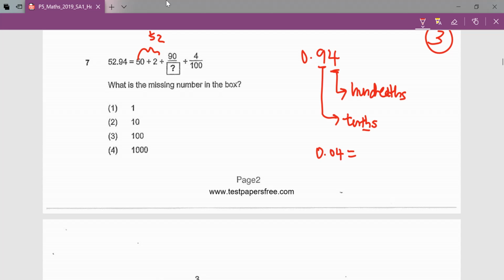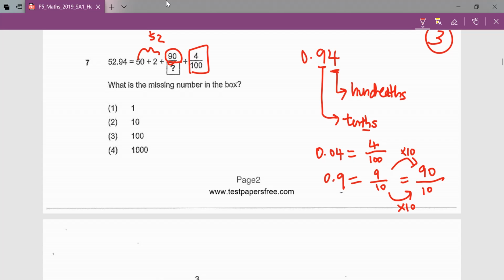In other words, 0.04 is equal to 4 over 100. So there you go, 4 over 100. Okay, so the 0.9 here is basically 9 over 10. In this case, they give you a 90. So if I make it a 90 here, it means I times 10, right? So the bottom I also times 10. It will be 100. Answer is number 3.